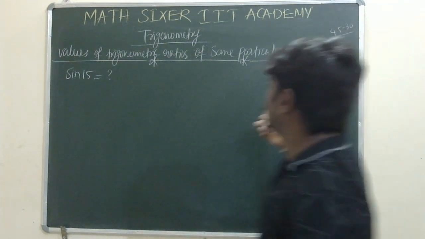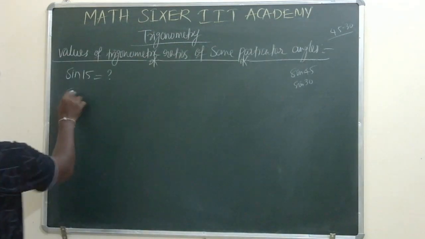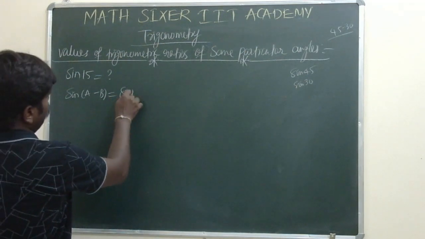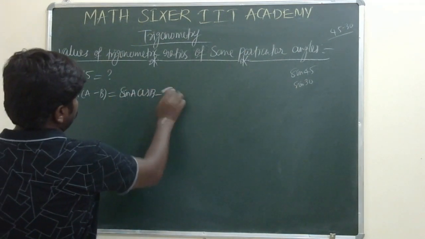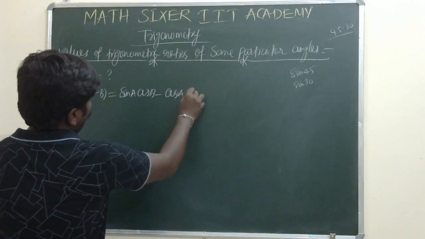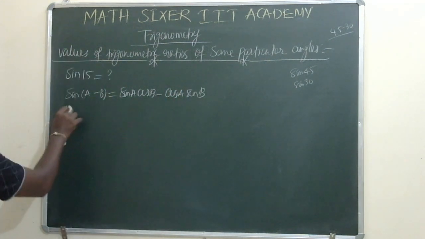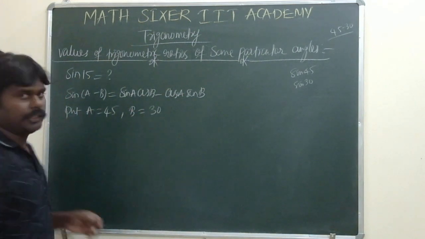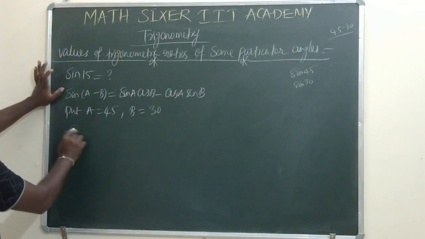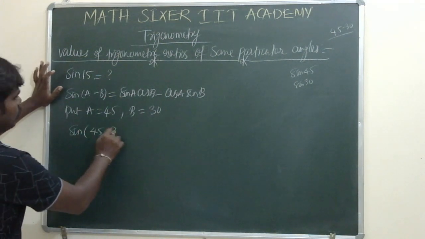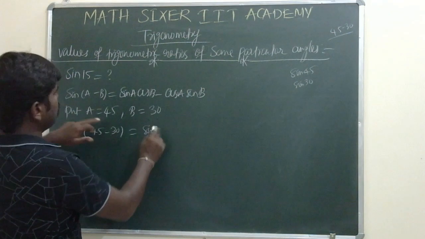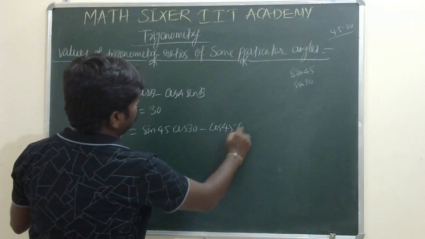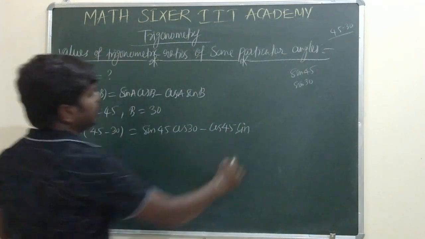So first of all let me write the sine a minus b formula. Sine of a minus b is equal to sine a cos b minus cos a sine b. Now I am substituting a equals 45 and b equals 30. So when you substitute, we get sine of 45 minus 30 is equal to sine 45 cos 30 minus cos 45 sine 30 degrees.